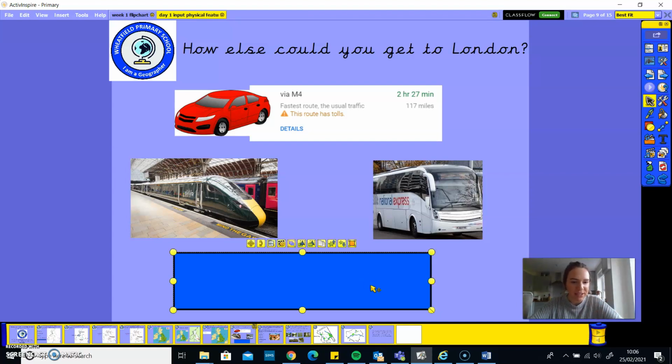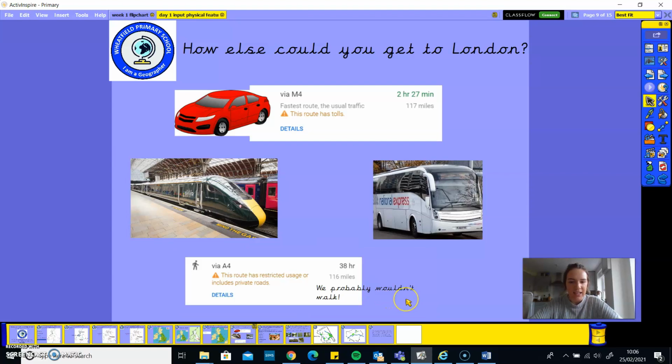Well, I'll tell you. I put it into Google Maps and it said, if we were to walk to London, it would take 38 hours. So that is a whole day, a whole night, and about another whole day. That is how long it would take us to walk to London. And that's with no breaks. So we probably wouldn't walk to London. We'd get the car or the train or the coach or the bus.